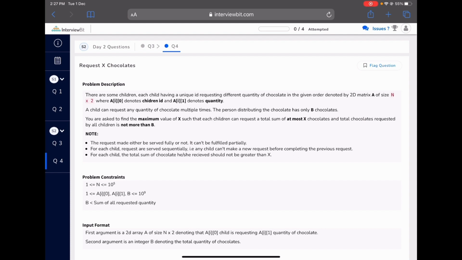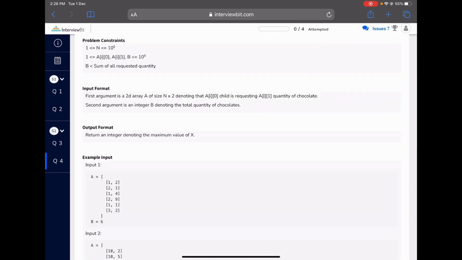For each child, requests are served sequentially. That is, any child cannot make a new request before completing the previous request. For each child, the total sum of chocolates she has received should not be greater than X, and it is of the order 10 to the power 5. So let's look at the first sample.